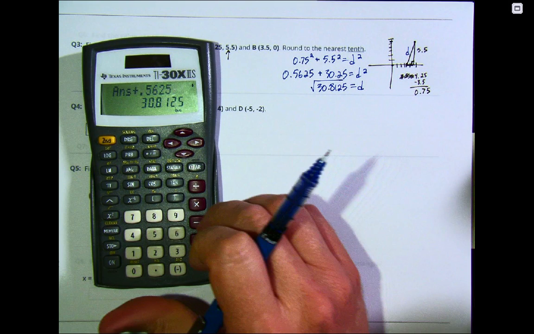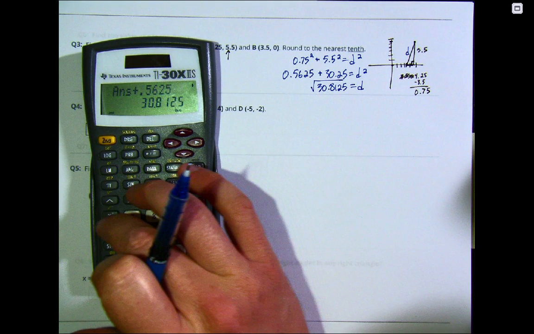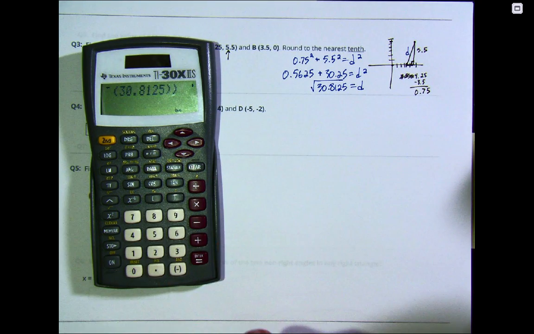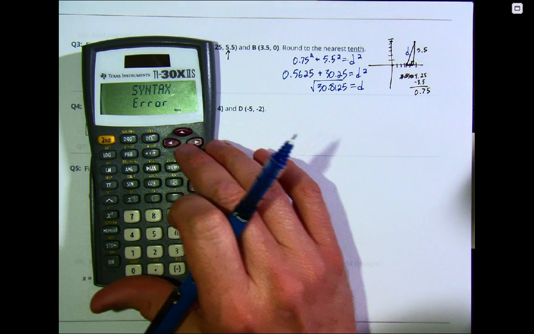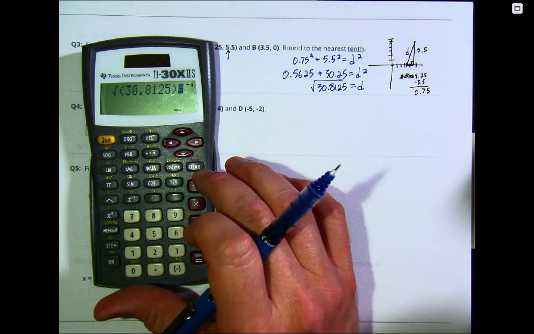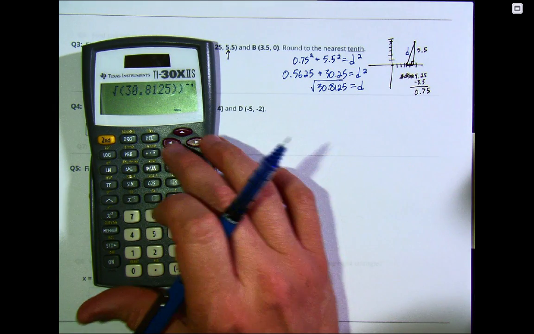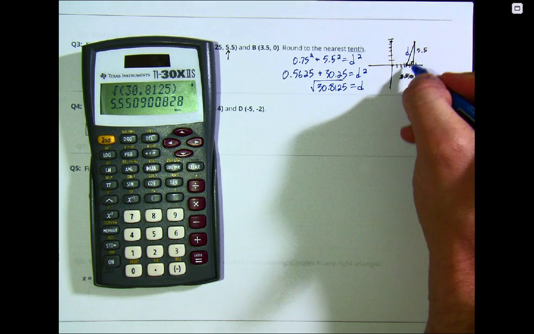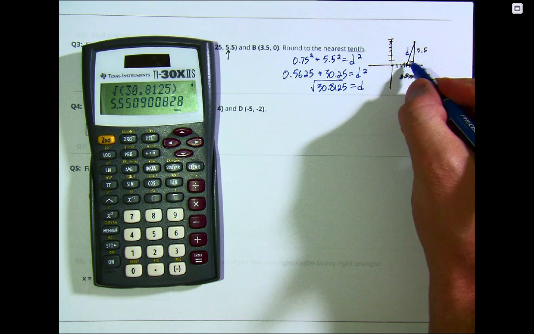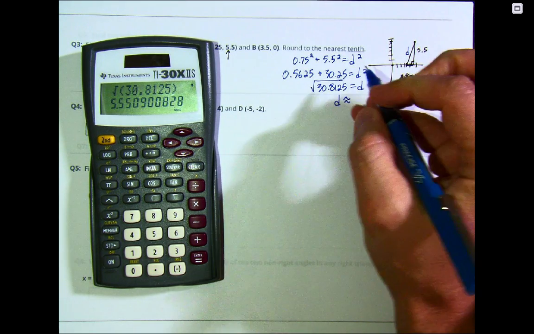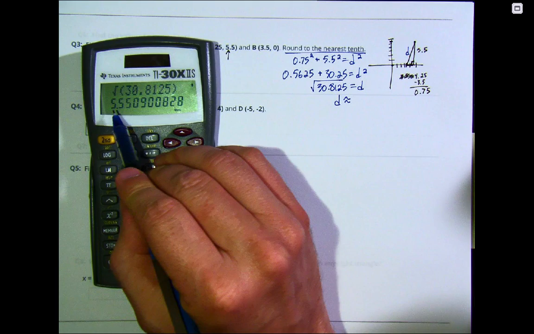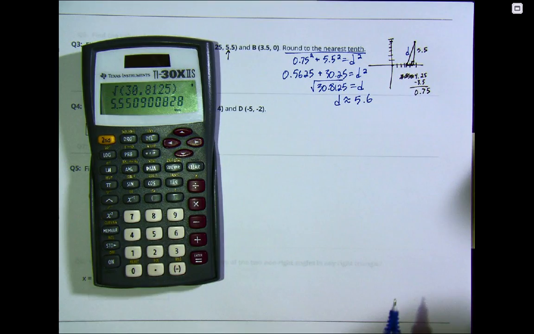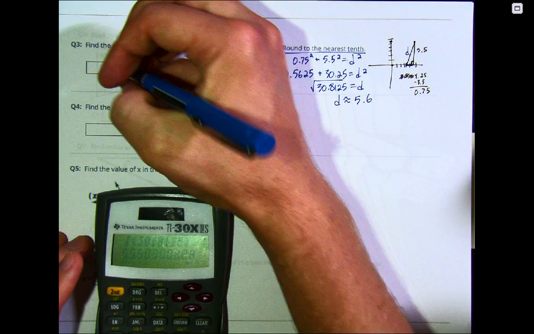So I'm going to do the square root. Whoops, what did I do wrong? Oh. There we go. So that distance, how far apart these are, is about, well, round to the nearest tenth, 5.6, because that would round up to 5.6, and that is what we would put here, 5.6.